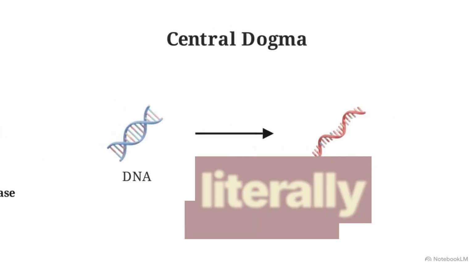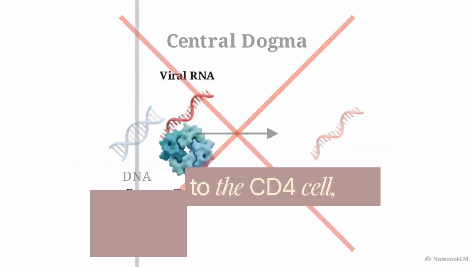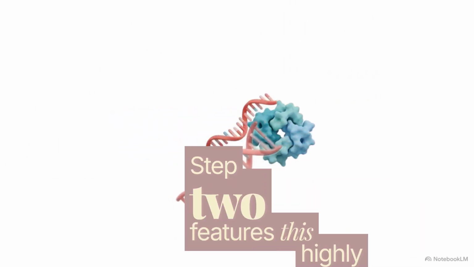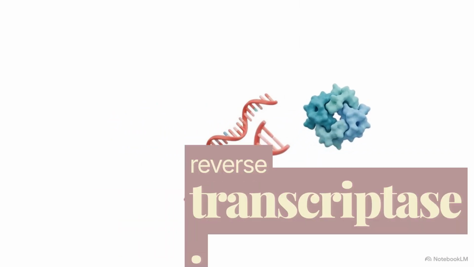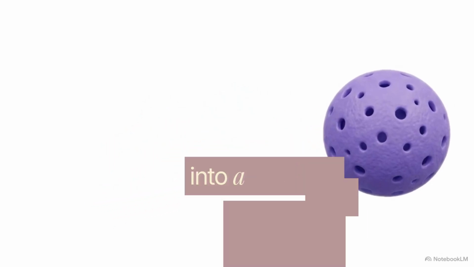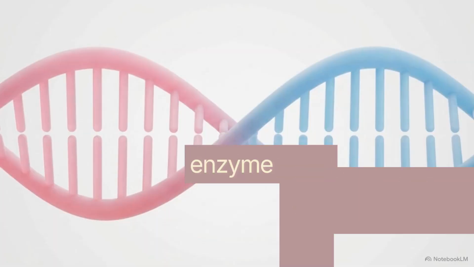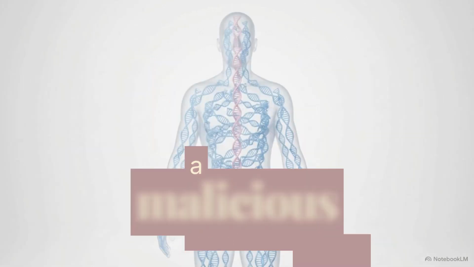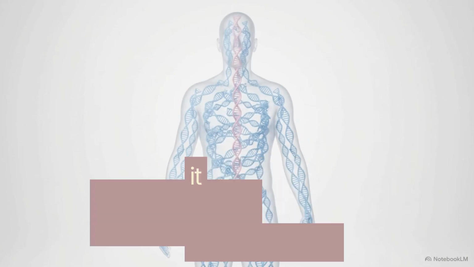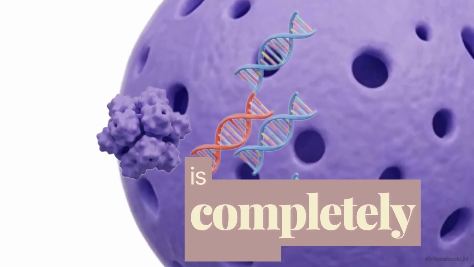What happens next is literally a microscopic biological heist. Once HIV attaches to the CD4 cell, the first step is injecting its viral RNA inside. Step 2 features this highly specialized enzyme called reverse transcriptase. It acts kind of like a decoder ring, taking that viral RNA and converting it into a strand of viral DNA. And finally, step 3 introduces another viral enzyme called integrase. And integrase acts like a malicious computer hacker, taking that newly minted viral DNA and permanently splicing it straight into the human cell's own genetic code. At that point, the human cell is completely hijacked.